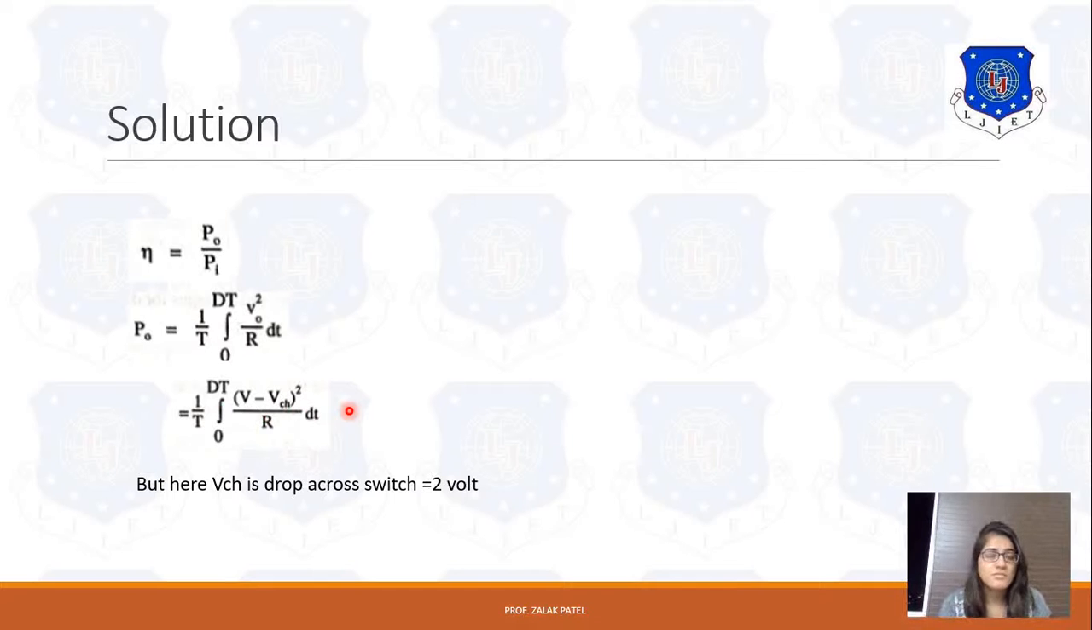So this term is (V minus Vch) square upon R into dT upon T, where T and T get cancelled out. So this term into D will remain as it is. The duty cycle is given as 30%, that is 30 upon 100, means 0.3, and the input voltage is 200, the chopper voltage is 2 volt. So 200 minus 2 square upon 10 into 0.3, where 10 is our resistance value. If we put these values into the equation, it will be 1176.12, and this is our output power.